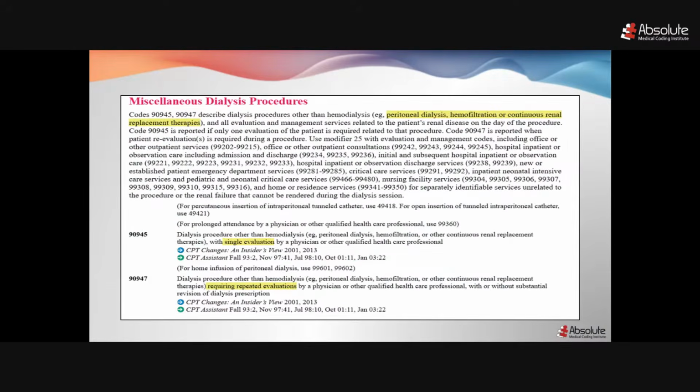Next, we have miscellaneous dialysis procedure codes. And these procedures are for dialysis services other than hemodialysis, for example, peritoneal dialysis, hemofiltration, or continuous renal replacement therapy. So, any dialysis procedures other than hemodialysis, you code over here. Okay, and here also we have two codes. 90945, this is for dialysis procedure other than hemodialysis with single evaluation by physician or other qualified healthcare professional. So again, this is used when the physician evaluates the patient once during the procedure.